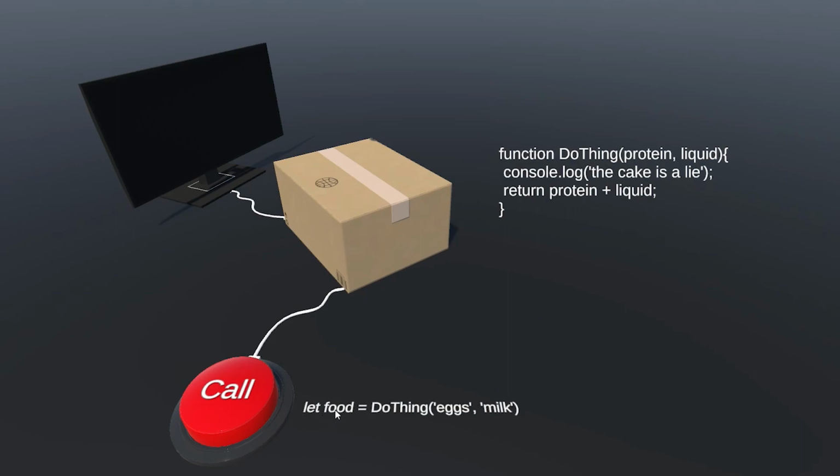So over here we have a variable. Since it has a return, we're going to do something with that. We've got a variable called food, and it's expecting two inputs, protein and liquid. So we're passing it eggs and milk. It will do something with the eggs and milk, and it will give us something that we can hold in food.